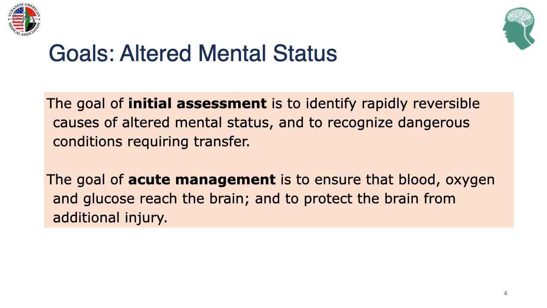The goal of initial assessment is to identify rapidly reversible causes of altered mental status and recognize dangerous conditions requiring transfer. The goal of acute management is to ensure that there is good and adequate oxygenation, adequate perfusion, and good blood glucose, that blood, oxygen and glucose reach the brain, and to protect the brain from additional injury.